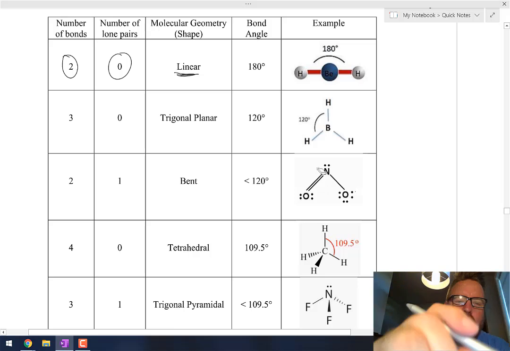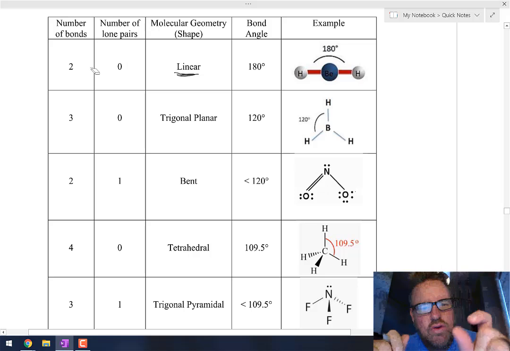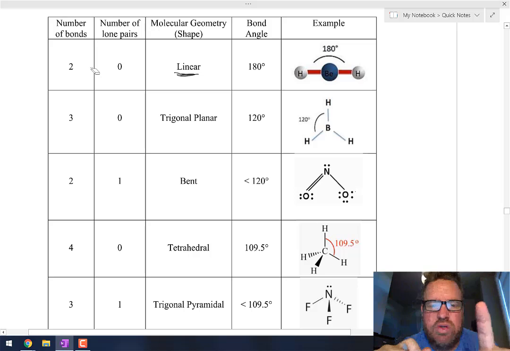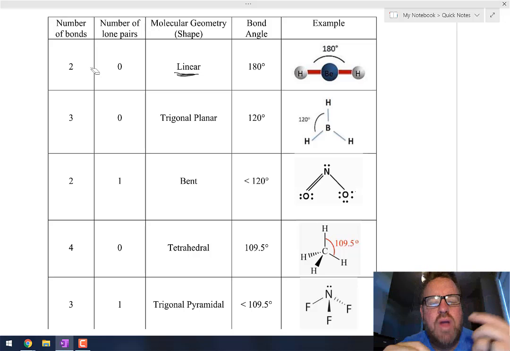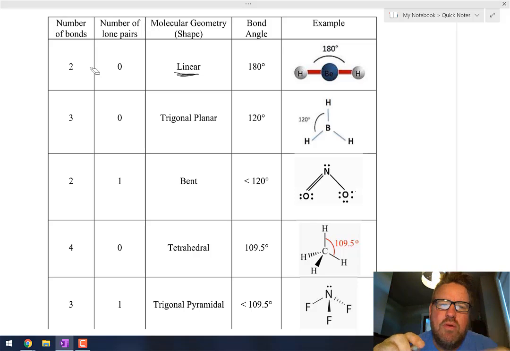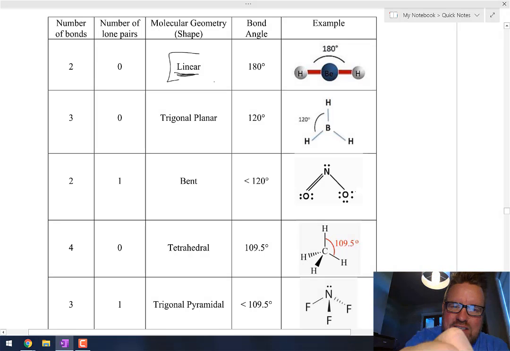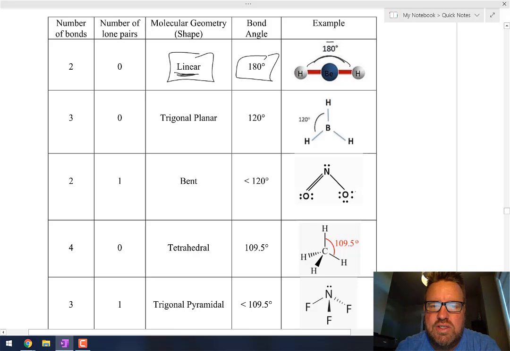When you draw a molecule, the first thing that you do is you always draw the Lewis electron dot diagram. Once you have that dot diagram, you count the bonds that are made to that central atom, and then you count the number of non-bonding pairs or lone pairs on that central atom. If there are 2 bonds and no lone pairs, then it is a linear shape. And as you can see here, the bond angle between the outer atoms is 180 degrees.